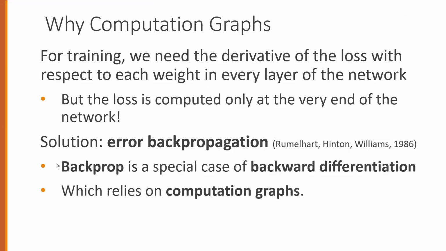For training a neural net with gradient descent, we need the relevant gradients for each weight, the derivative of the loss with respect to each weight in every layer of the network. But the loss is computed only at the very end of the network. How do we find these gradients for weights in the early layers? The solution is a method called error backpropagation, or backprop, in the neural network world. It turns out that backprop is a special case of backward differentiation, a method that relies on computational graphs.